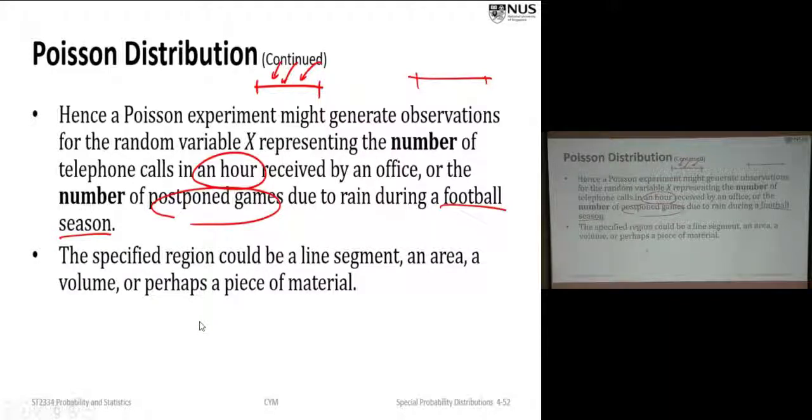But in fact, the Poisson distribution can be applied not just to an interval, but to a region, like an area, a line segment, a volume, or even a piece of material. So it can be just a part of a line, a part of R squared, or even a part of R cubed, or a volume.